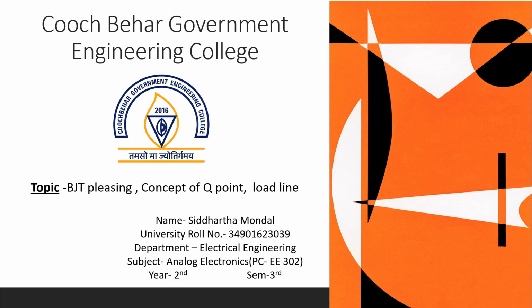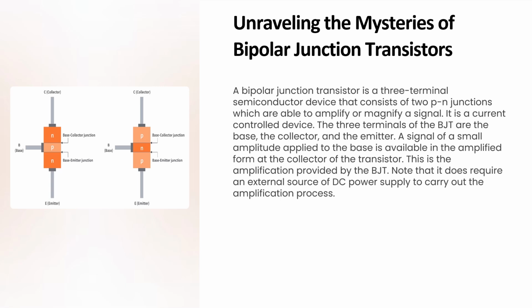The introduction of BJT biasing: a bipolar junction transistor is a three-terminal semiconductor device that consists of two PN junctions, which are able to amplify or magnify a signal. It is a current controlled device. The three terminals of a BJT are the base, the collector, and the emitter.